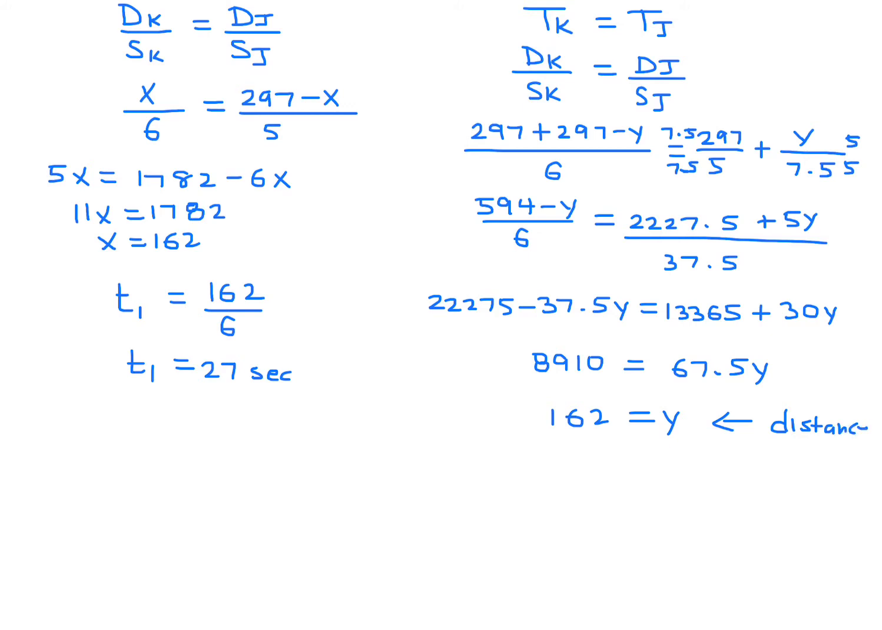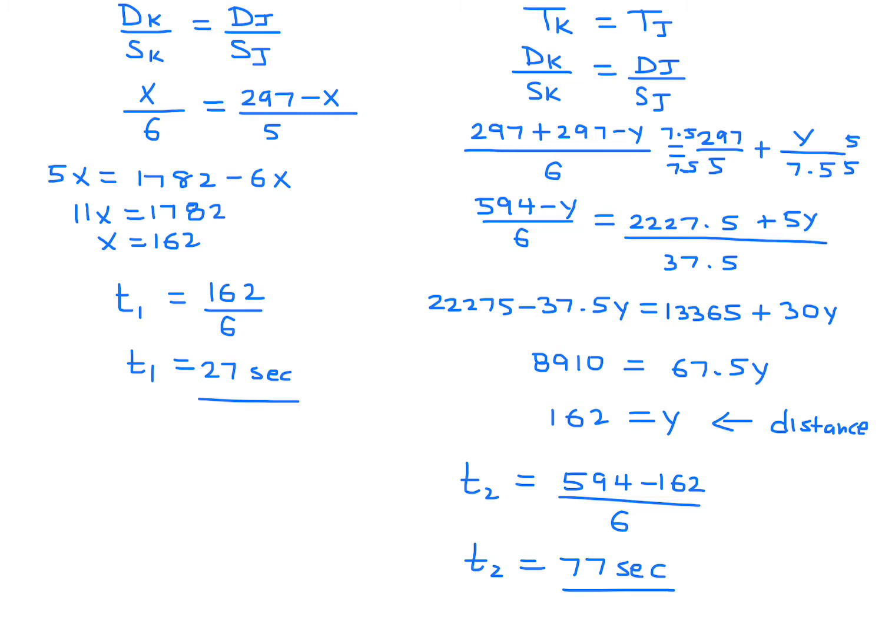We have to figure out the time, and I call it T2. And as before, you can sub it into either one of these. So let's do that. I'll just use this one, seems a bit easier. So 594 minus 162 divided by 6, and that looks like T2 is going to be 77 seconds. So the first time they meet, it's after 27 seconds. Second time they meet is after 77 seconds.